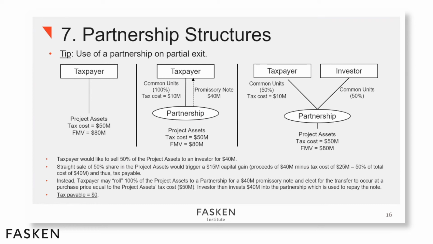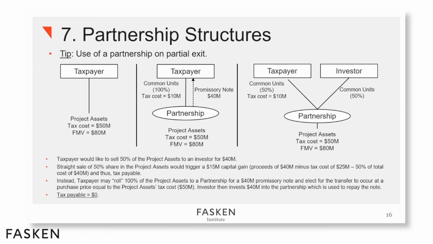And what you can do with a partnership is you can transfer the assets to the partnership in exchange for a $40 million promissory note. And then have the investor invest $40 million in the partnership, which is used to repay your promissory note. And then you end up with the investor holding 50% of the units that he bought for $40 million, and you own 50% of the units.